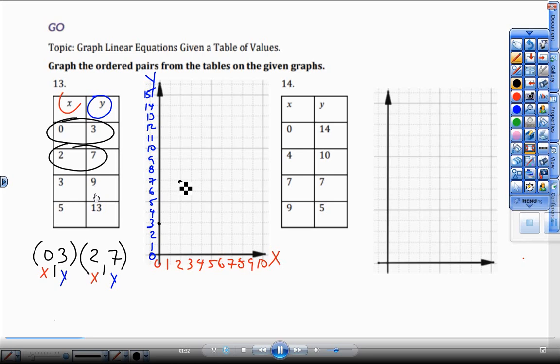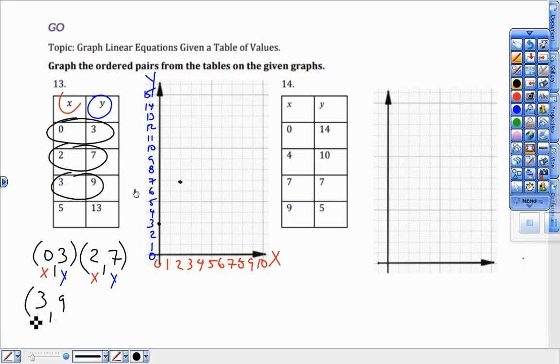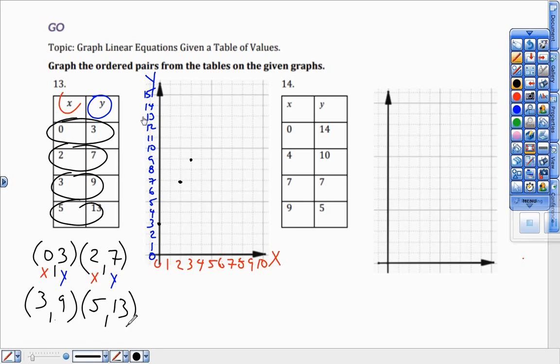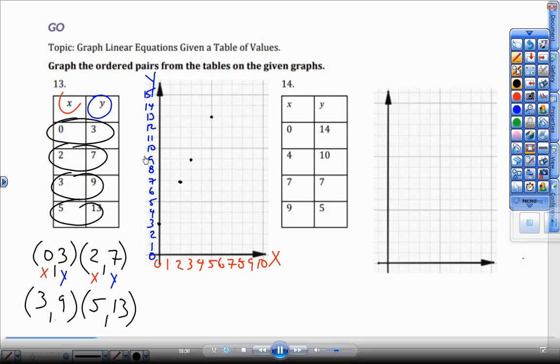Next point is 3, 9, so over 3, up 9. And then the last one is 5, 13, over 5, up 13. Draw your line best you can through that.